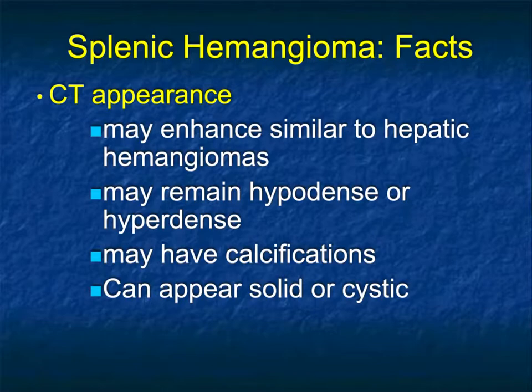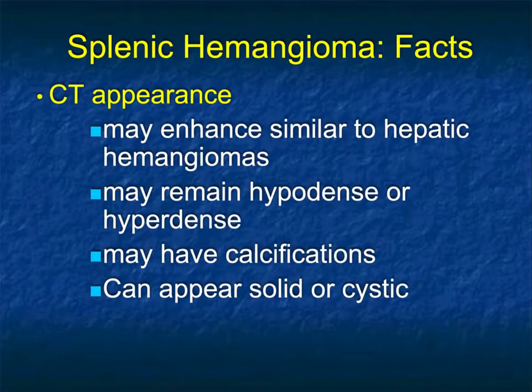Now, hemangiomas. Hemangiomas in the liver 90% of the time have a peripheral pattern of enhancement with filling in. Occasionally, splenic hemangiomas can do the same thing. Most of the time, they don't. They mainly are hypodense or hyperdense and stay that way across phases. Occasionally, they have punctate calcifications. So it's not the easiest diagnosis to always make.